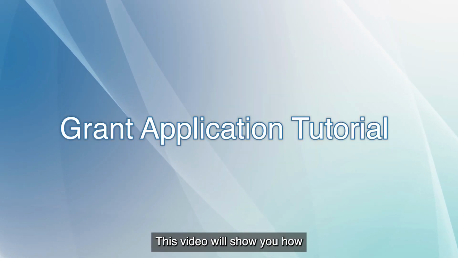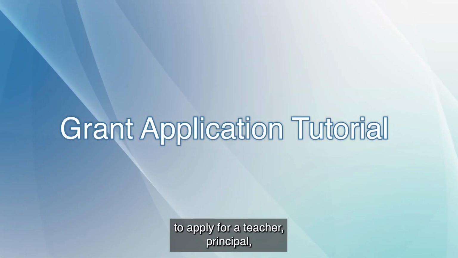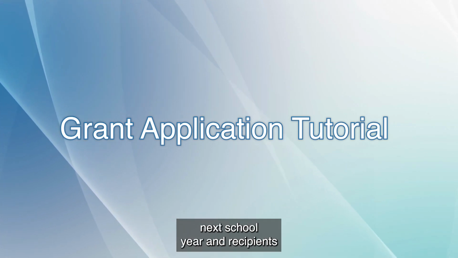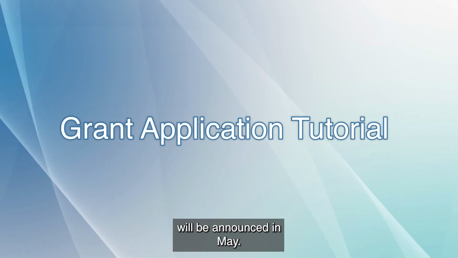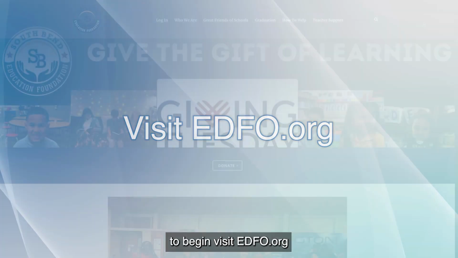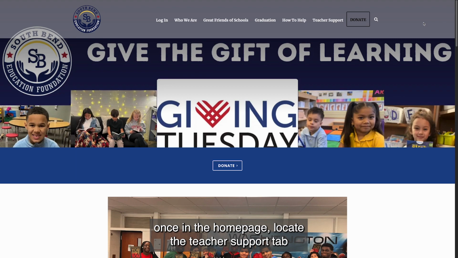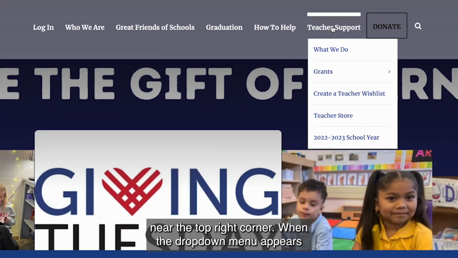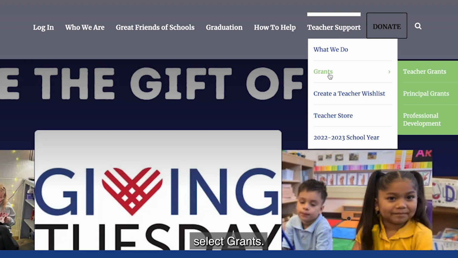This video will show you how to apply for a teacher, principal, or professional development grant. Reminder that these grants are for next school year and recipients will be announced in May. To begin, visit edfo.org. Once in the home page, locate the Teacher Support tab near the top right corner. When the drop-down menu appears, select Grants.